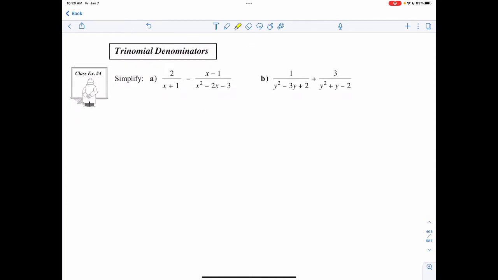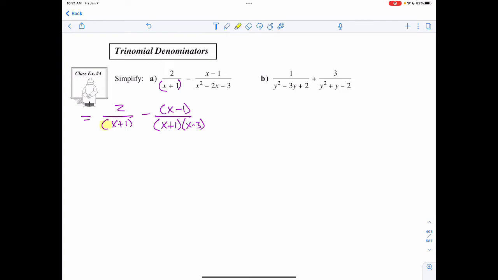If I have trinomial denominators, same process, just need to factor. So when I take a look here, can't factor this down, but this can be factored. So that's where I'm going to start. 2 over x plus 1 minus bracket x minus 1 to make sure I expand it out properly over, when I factor this down, I'm going to wind up with x plus 1 and x minus 3.